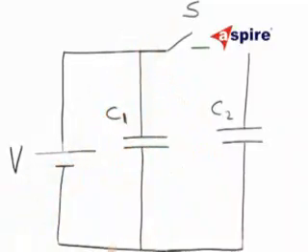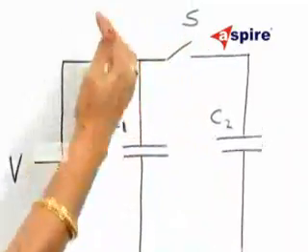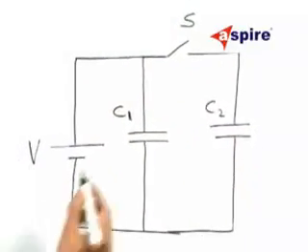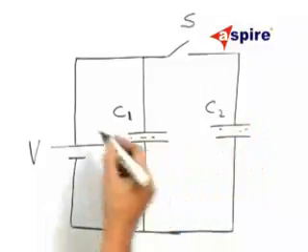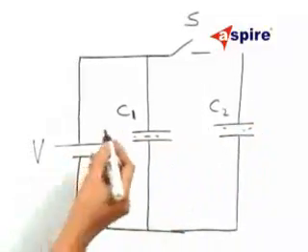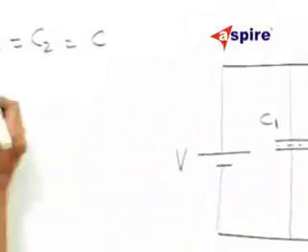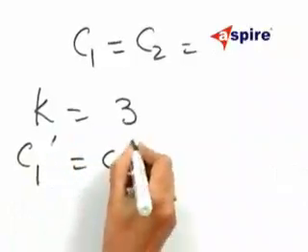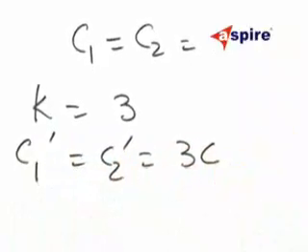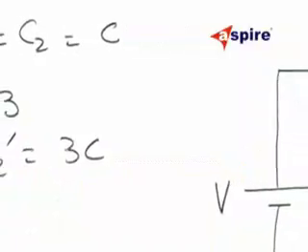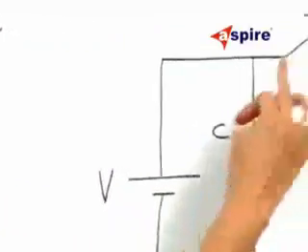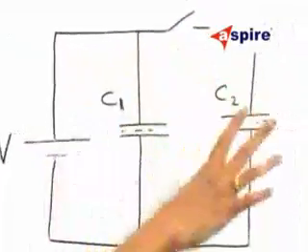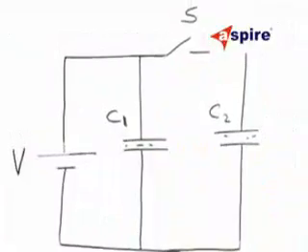Then what we do after that? We keep the switch open and introduce the dielectric in the two capacitors. When you introduce the dielectric, the capacitance will become K times C. In this case, K equals 3, so we can take C1 dash equals C2 dash equals 3C, that is after introducing the dielectric. You notice here when the switch is open, C1 is still connected to the battery, whereas C2 is disconnected from the battery. That is the key point in the problem.